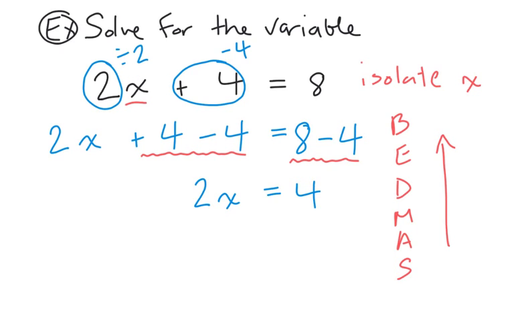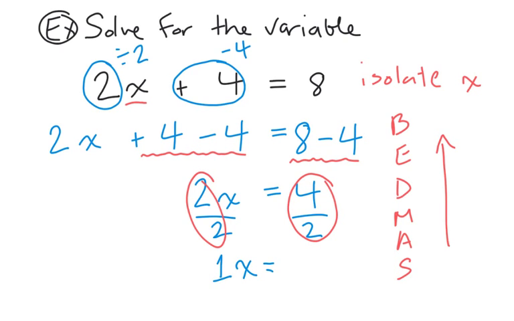I'm going to divide both sides by 2 using fractions. So I'm going to put that over 2, and I'm going to put that over 2. 2 divided by 2 is equal to 1. The x stays the same. Next, we're going to take 4 and we're going to divide it by 2. That should be pretty simple. 4 divided by 2 is 2.